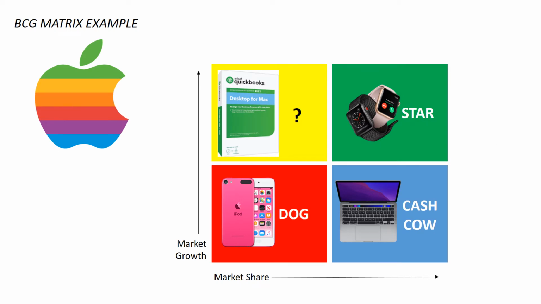The BCG matrix is often helpful if you are analyzing a portfolio of products, such as in the case of Apple. The iPod is the dog or part of the business you might consider divesting, whereas QuickBooks is showing the best market growth along with the Apple Watch, which also has high market share. The cash cow for Apple is the iPad, which has high market share, but the market is probably fairly saturated, so there would be slower growth.